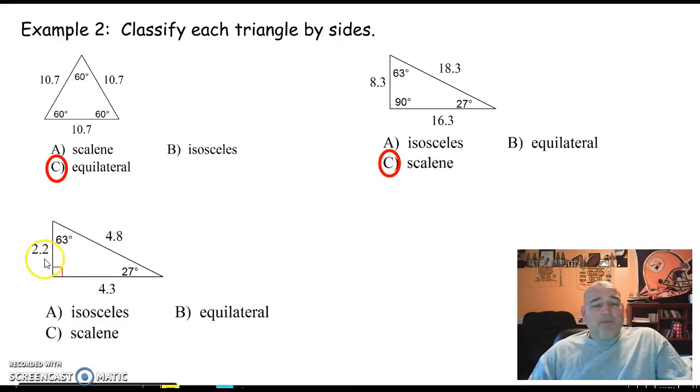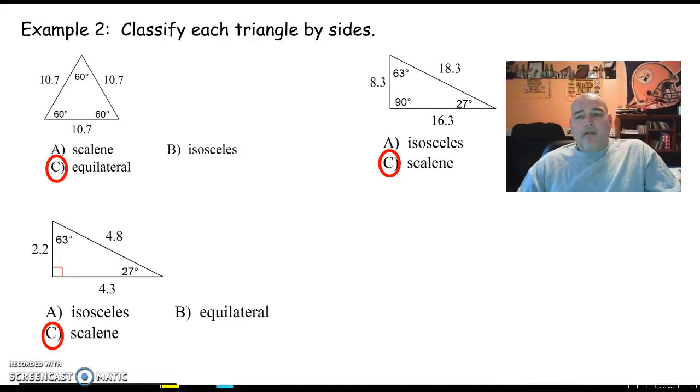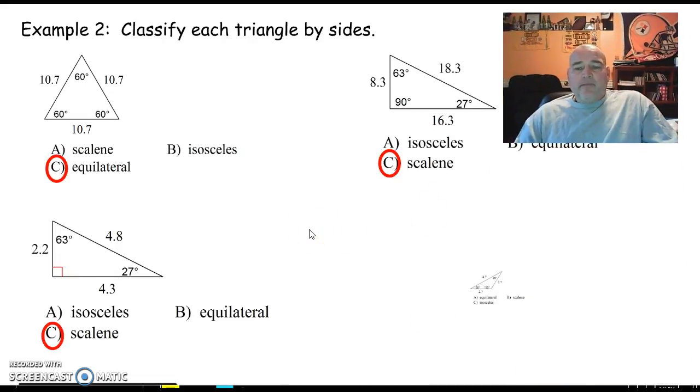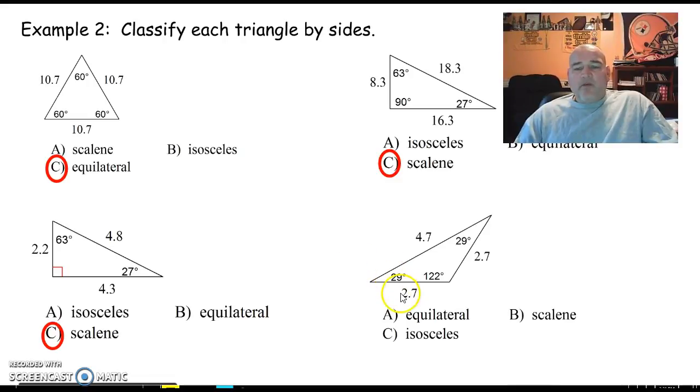Example 2C, if you will. Again, we look, no congruent sides. Again, this is a scalene triangle. In our fourth example, notice that we have two congruent sides. This is an isosceles. So again, scalene, no congruent sides like these two examples. Equilateral, all three congruent sides. But notice what else you see about an equilateral? It's also equiangular. And we'll talk about that coming up. Isosceles, two congruent sides.